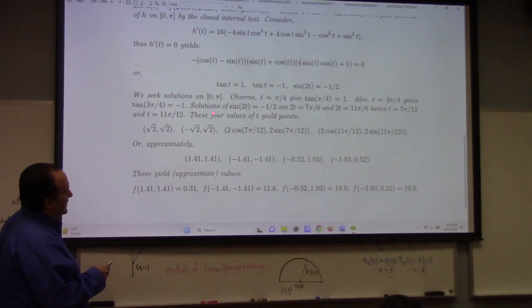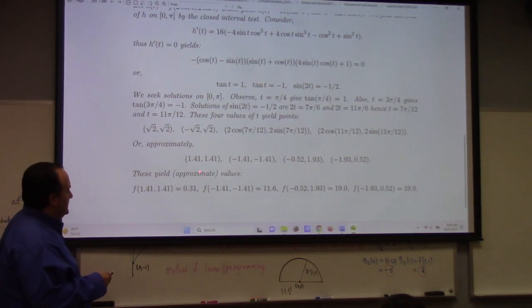If I plug in those 4 critical values for t, I get these 4 points. I think for this kind of problem, you definitely want to go decimal, because otherwise it's really hard to compare things. You are trying to pick a min and a max, so it's helpful to have the decimal approximations for the sake of comparison, if nothing else.